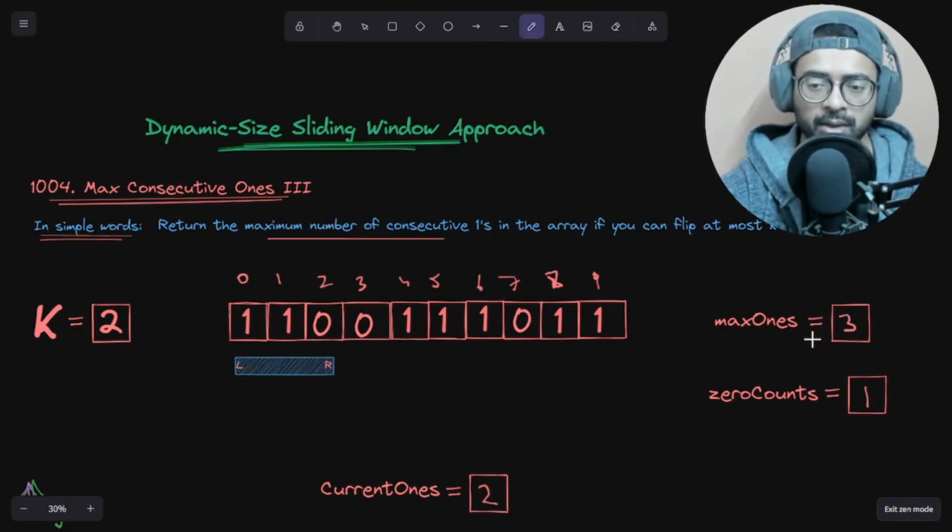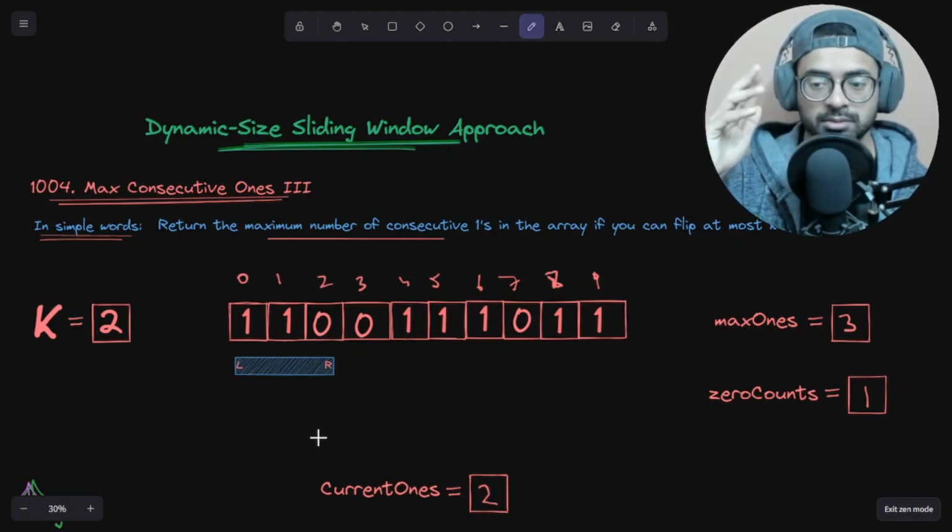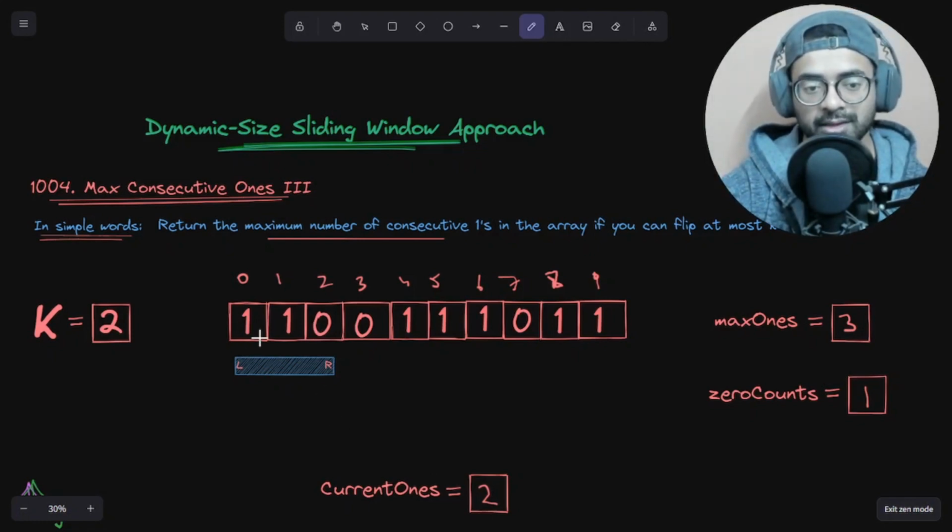Ali, why are we updating max ones? There are two ones and one 0, so why have you written 3? Because we are treating this 0 as 1. Just understand, if we flip the 0, it will create a subarray of 3 consecutive ones. That's why we have updated this max ones.